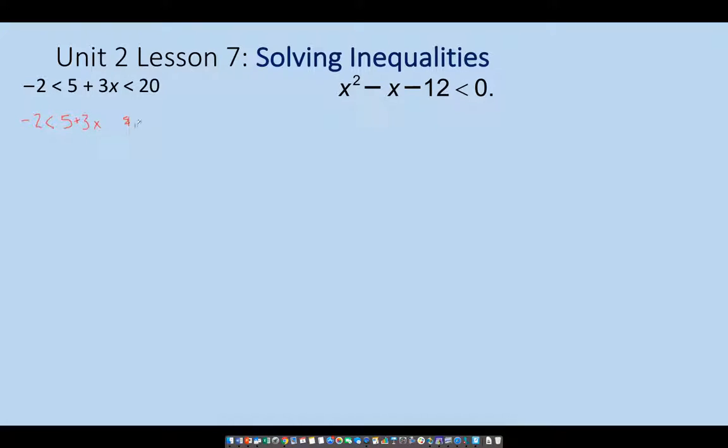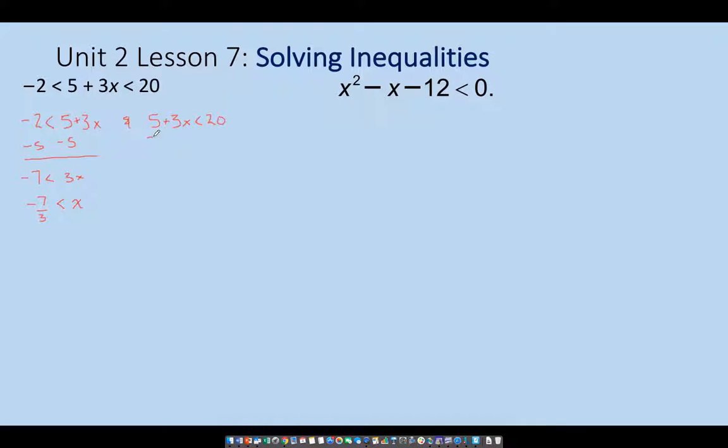So I've got -2 is less than 5 plus 3x, and I've also got 5 plus 3x is less than 20. All right, well, again, I can just treat these like pretty simple inequalities. Now I've got -7 is less than 3x. Be careful, especially when your x is on the right-hand side here, that you don't accidentally just flip it over there without flipping the sign. So we're dividing both sides by 3, so I got -7/3. And there we go. So -7/3 is less than x, or x is greater than -7/3.